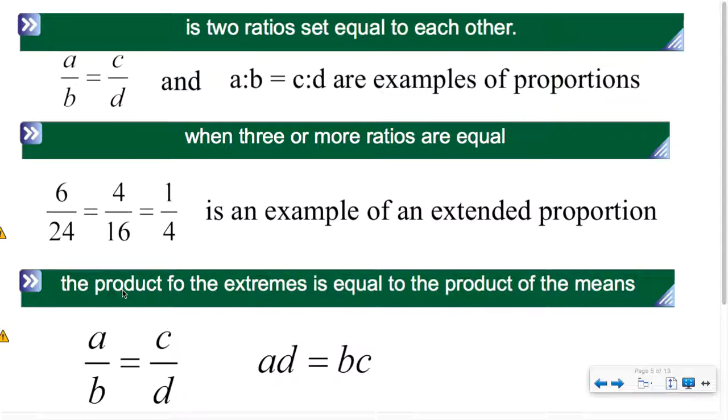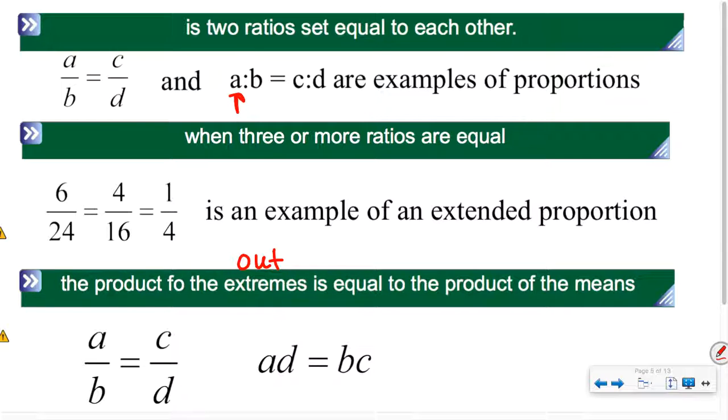Extremes and means are referring to parts of the proportion. So if I go up to this first example here of my proportion, my extremes will be the outside two terms. So when I have it written as with colons, what are my two outside terms?